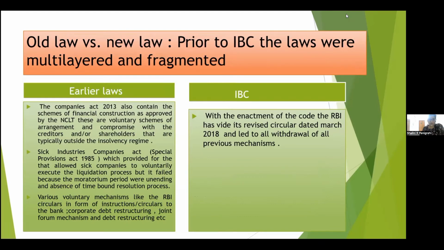Now, earlier laws, the Companies Act also contains the scheme of financial restructuring as approved by NCLT. These are voluntary schemes of arrangements and compromise with the creditors. There were acts like SICA. SICA was the Sick Industrial Companies Act. Under this act, the sick companies were allowed to voluntarily execute their liquidation process because these companies were good for nothing. So it was better to sell them off.